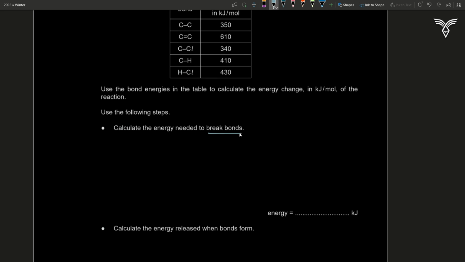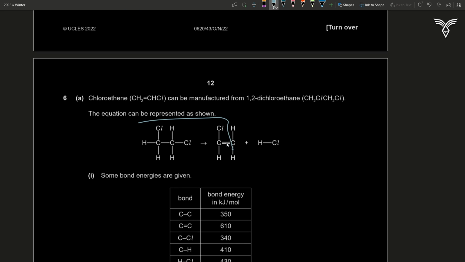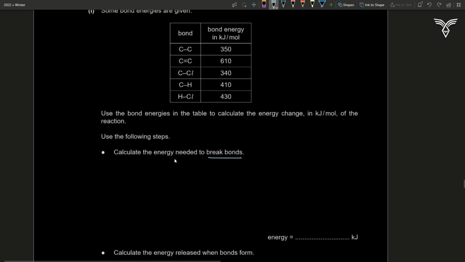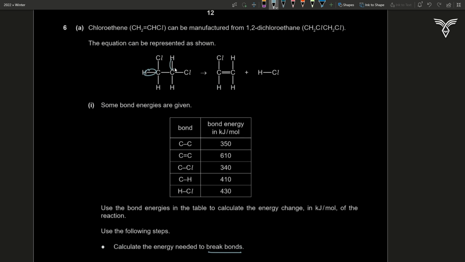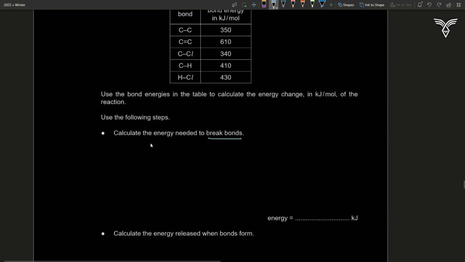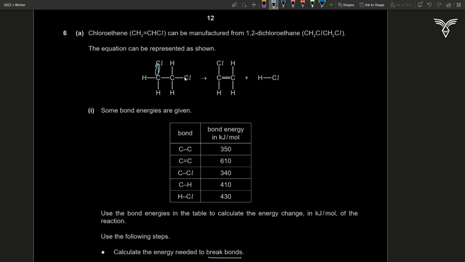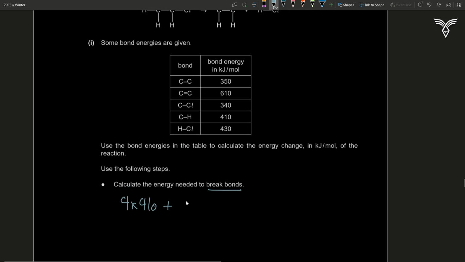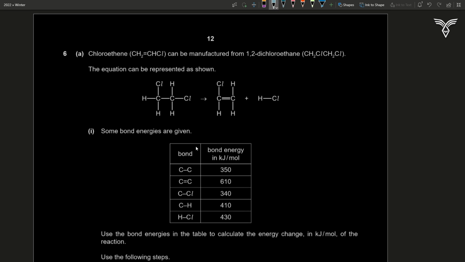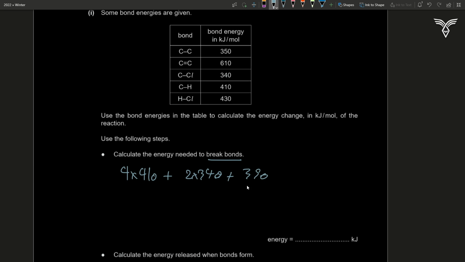Calculate the energy needed to break bonds. طيب what bonds are broken? The bonds on the reactant side. These are the ones that are broken. فاحنا نعمل لهم ايه كلهم؟ calculate. عندنا كام بوند؟ CH CH CH CH، 4 CHs. فاحنا CH عندنا كام؟ 410. 4 into 410 plus C to Cl and C to Cl، 2 C to Cl's اللي هو 2 into 340 plus ايه تاني؟ a C to C which is 350. حلو 350. Add them all up you get 2670.